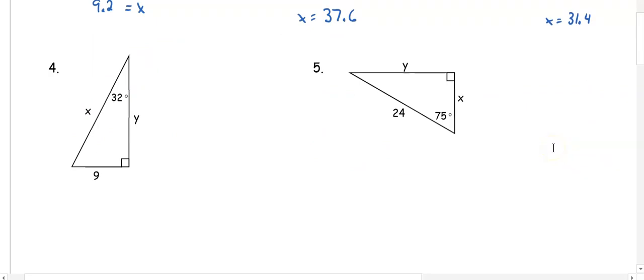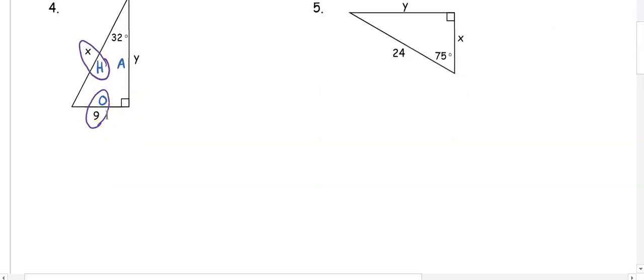In 4 and 5, we have the same problems, we just have 2 variables. So now we want to still label our sides. Across from the 32 is opposite, across from the right angle is hypotenuse, and our last one is adjacent. If we are solving for x, we want to use the side with the number, which in this case is the opposite, and the side with the x, which in this case is hypotenuse. So the trig function that uses opposite and hypotenuse is sine. So we have the sine of 32 equals opposite over hypotenuse.